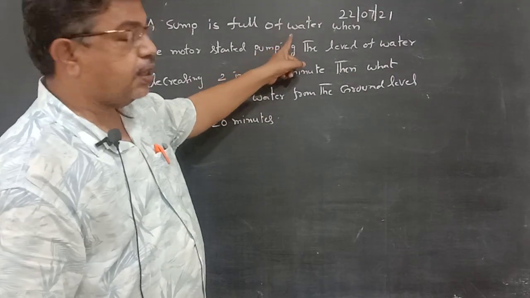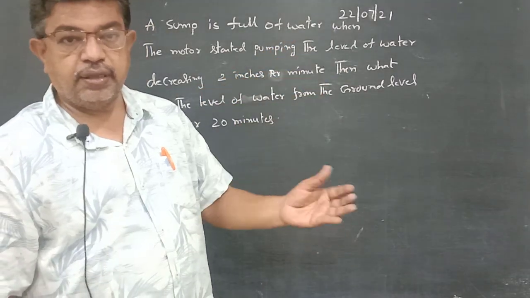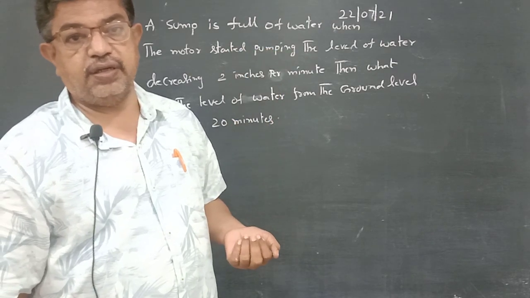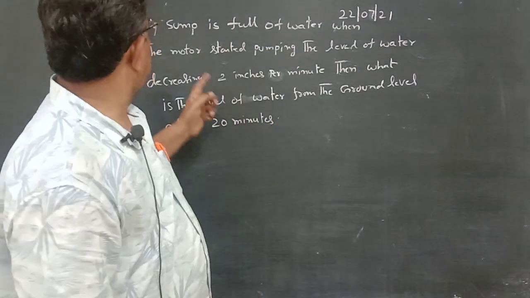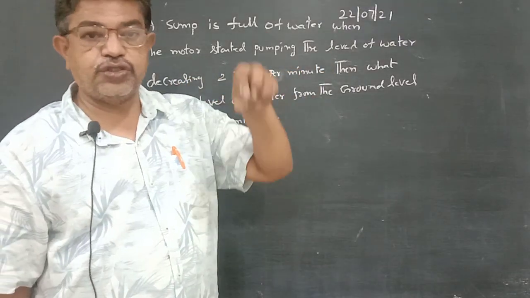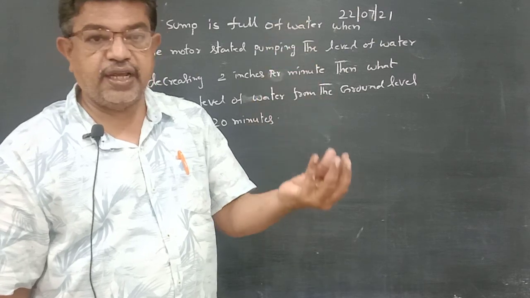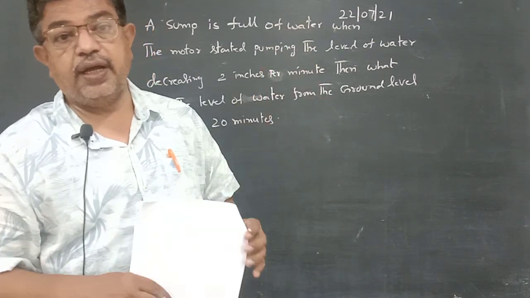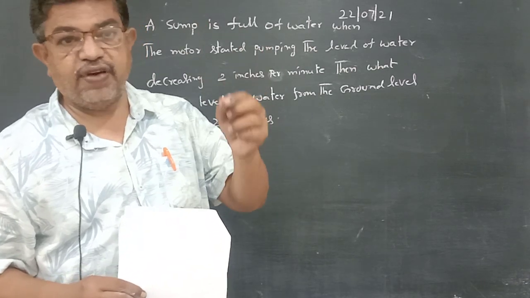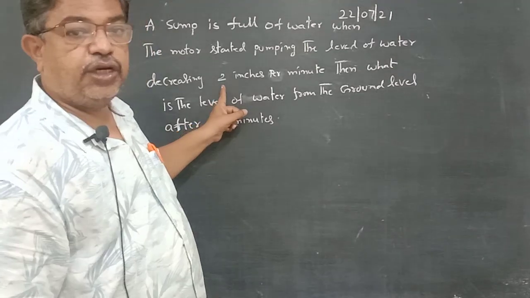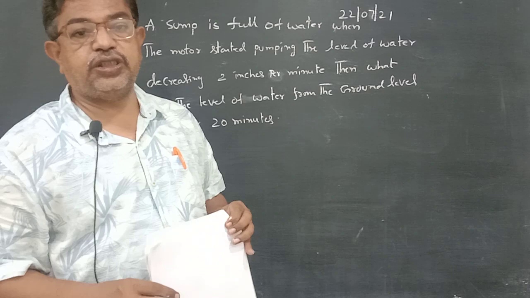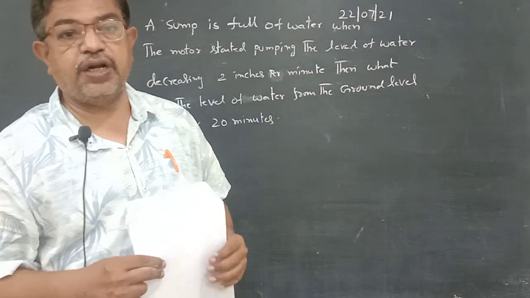It is now full of water. Motor is on, then the water is lifted to the tank. From there it is distributed to the houses, particularly in apartments. So the motor started pumping, the level of water decreasing. So when you switch on the motor, the water slowly decreases because it is pumped into the tank which is on the upper part of the apartment. So for every 1 minute, the water is decreased by 2 inches. Now we want to calculate how much the water level decreased after 20 minutes.